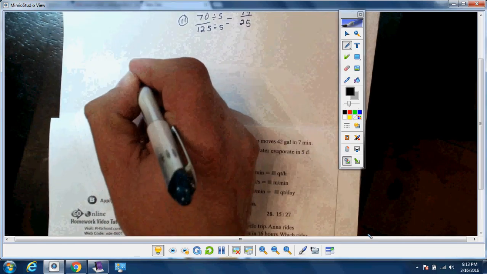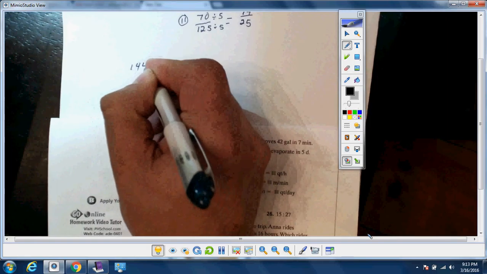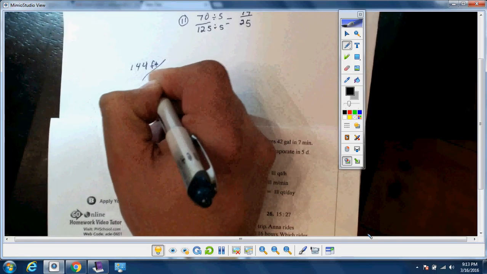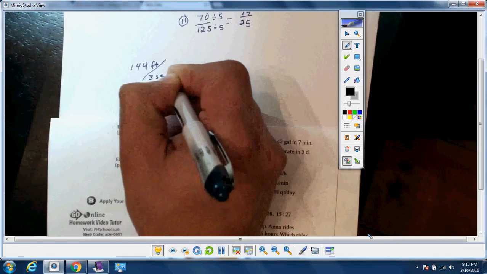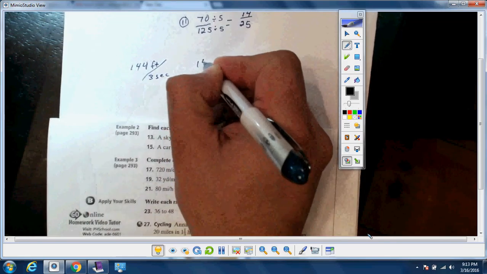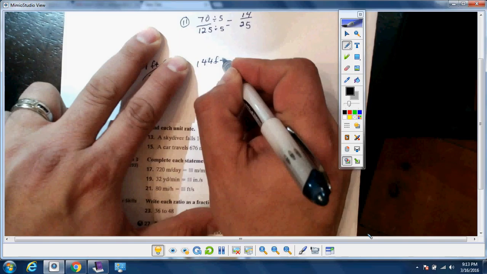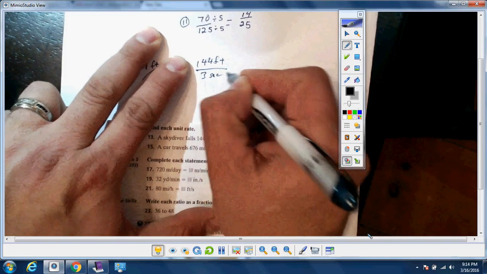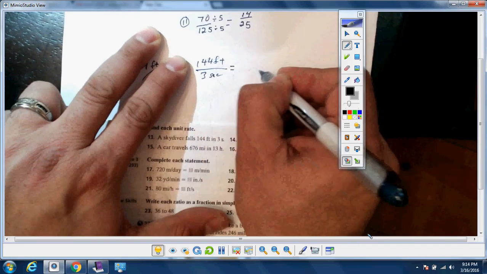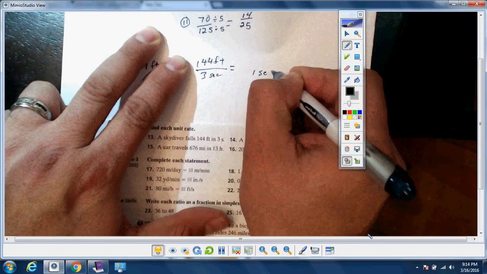Remember, for the next part, 14 and 16, it says find a unit rate. That means you're going to find how much of whatever is over top of one of the other thing. For example, number 13 says a skydiver falls 144 feet, that's how far he falls, in 3 seconds. So 144 feet over 3 seconds. What you want to find out is how many feet that is over 1 second.